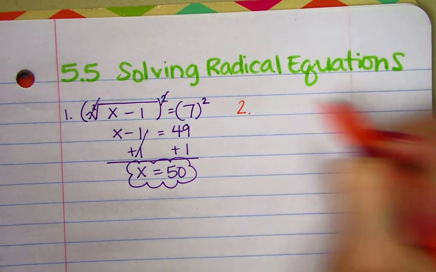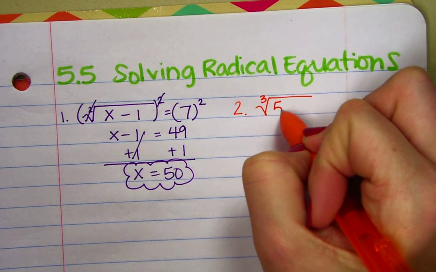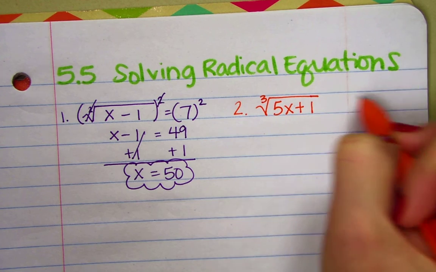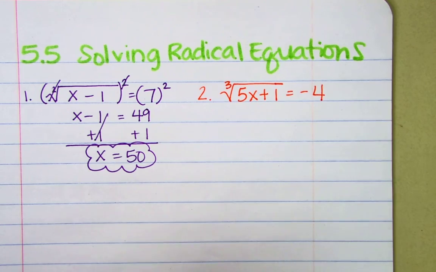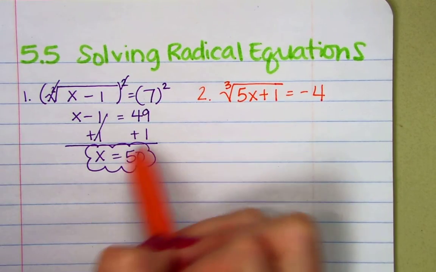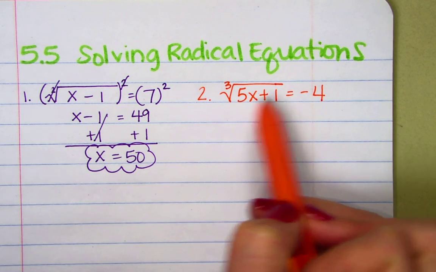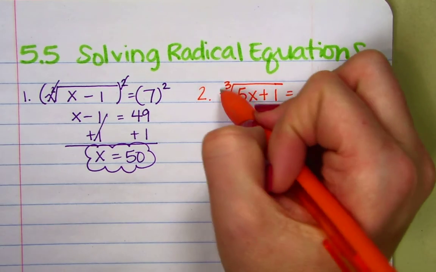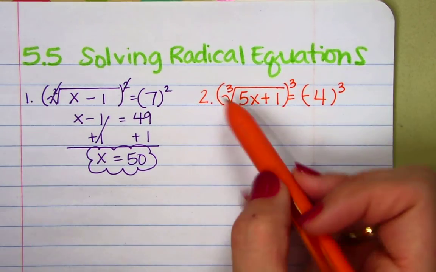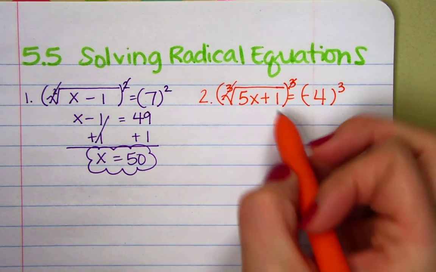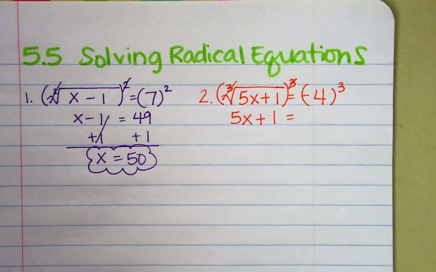The second one is going to be the cube root of 5x plus 1, all of that underneath the cube root, equals negative 4. Like we saw on number 1, there's nothing outside the cube root that we would undo first. Since there's not, we're just going to go ahead and undo the cube root. The opposite of cube root is cubing. So the cube root cancels out the cube, and that just breaks out the 5x plus 1.